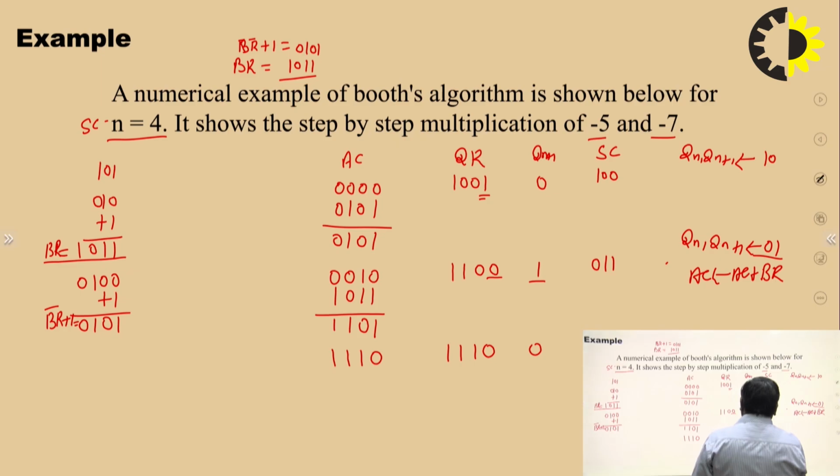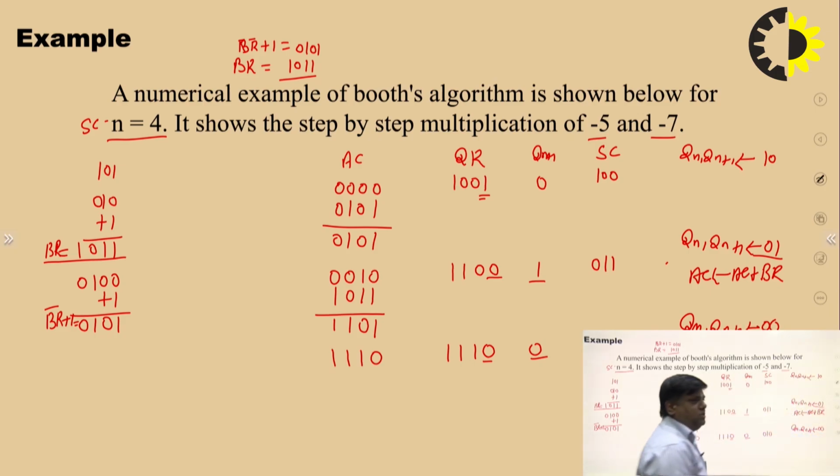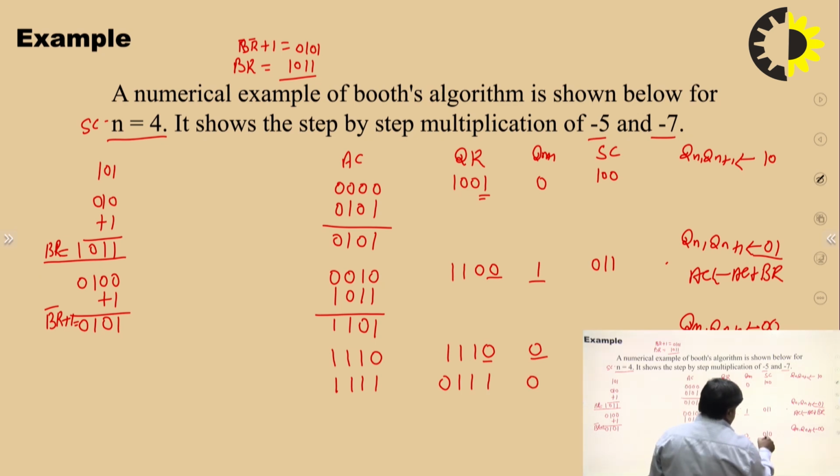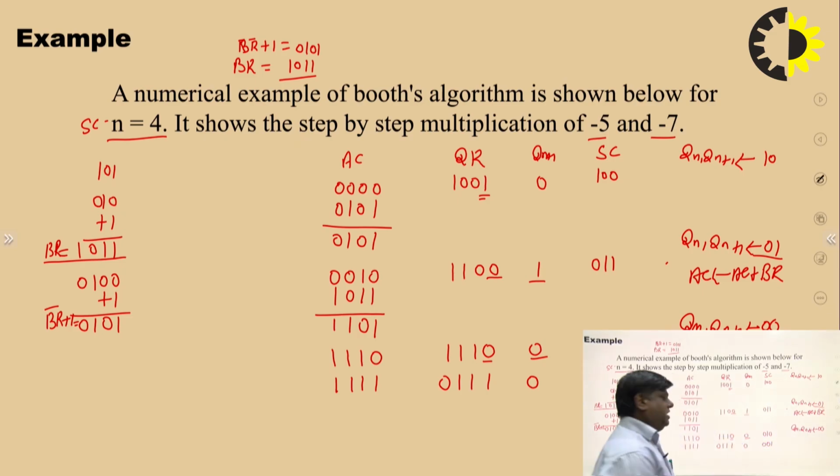Now again check, this is the Qn plus 1, that is the Q1. Now Q1 and Qn plus 1, that is 0 0. For the 0 0, we perform only the shift operation. Now shift operation, that is 1 1 1 1 0 1 1 1. Now here is a 0. Now here is a 0 0 1. Check SC. SC is not 0.